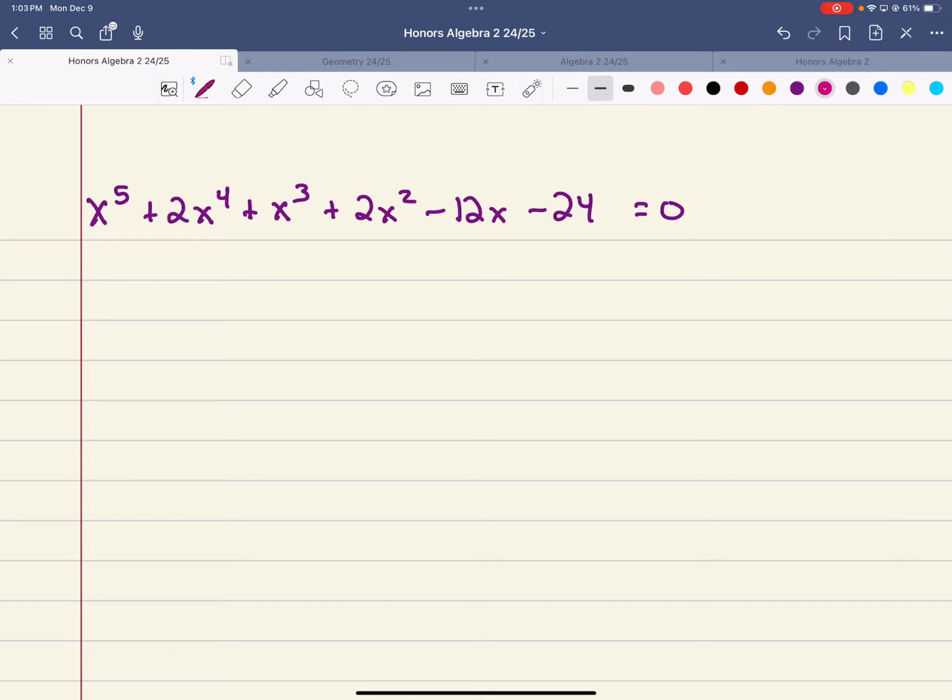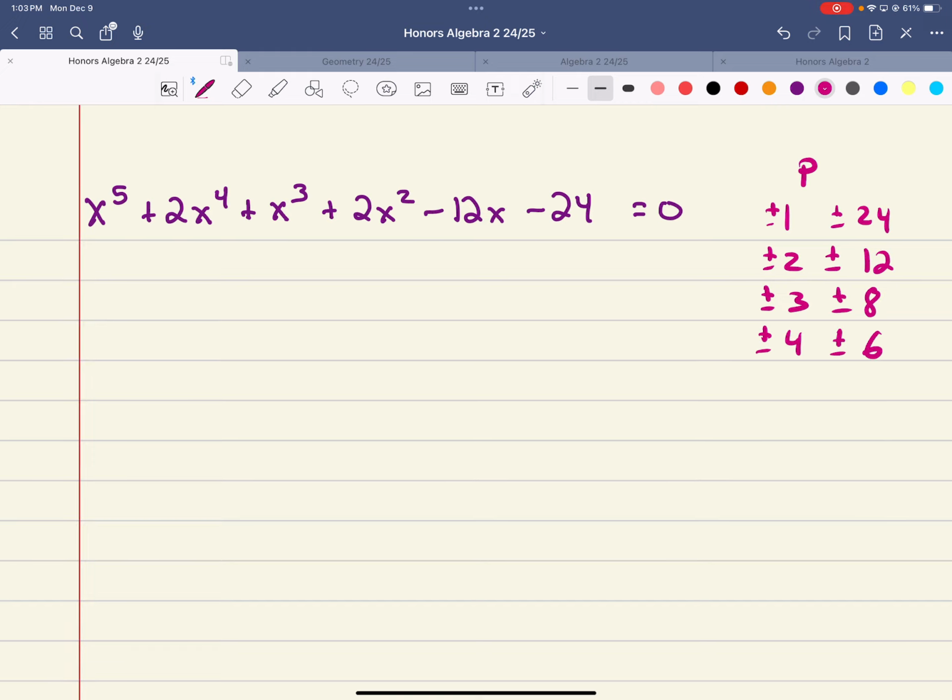So what are my possibilities? What are my factors of p? Plus and minus 1, plus and minus 24, 1 times 24, plus and minus 2, plus and minus 12, plus and minus 3, plus and minus 8, plus and minus 4, plus and minus 6. So there's all of our possibilities. So you've got 1 and negative 1. You've got 2 and negative 2. You've got 3 and negative 3. You've got 4 and negative 4. So you guys got 1, 2, 3, and 4. Save us some time.